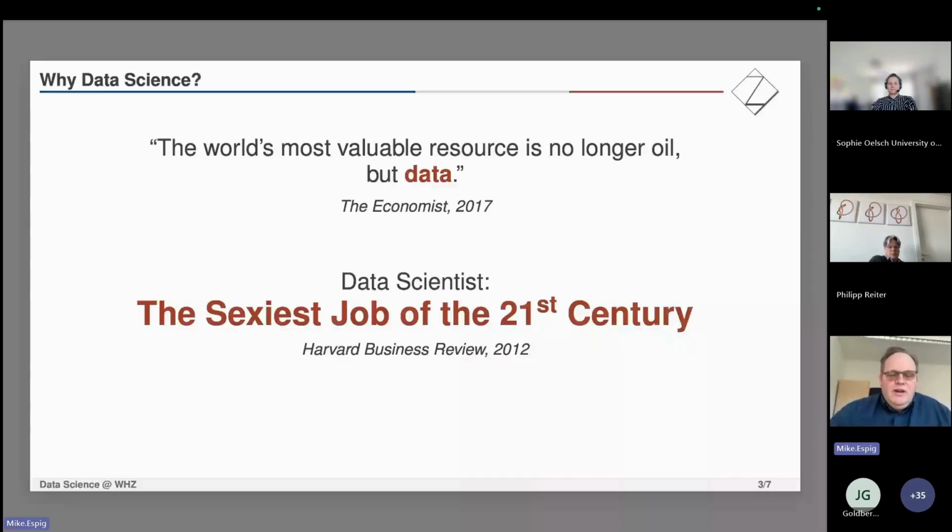That's also why the Harvard Business Review called data scientist the sexiest job of the 21st century. Data scientists today are among the most in-demand and best paid professionals in the world. And the demand keeps on growing everywhere.